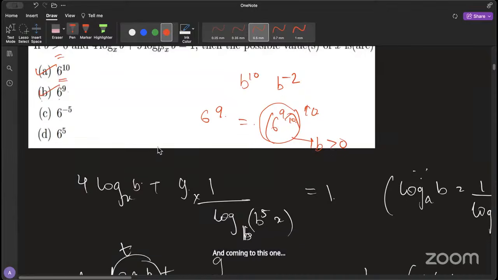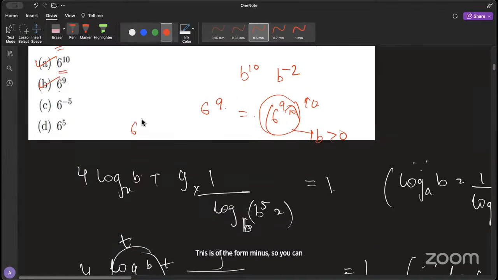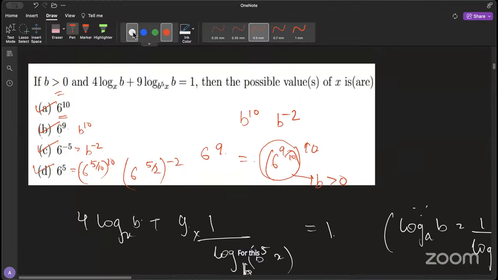Coming to this one, this is of the form minus, so you can write this as 6 to the power minus 5 by 2, or you can write this as 5 by 2, and here you can have minus 2. So this is also correct, where this is of the form b to the power minus 2. Then coming to this one, in a similar way, I can write this as 6 to the power 5 by 10, whole to the power 10. So this is also correct. Is this okay? Yes, ma'am. Okay, that means all options are correct here for this one.